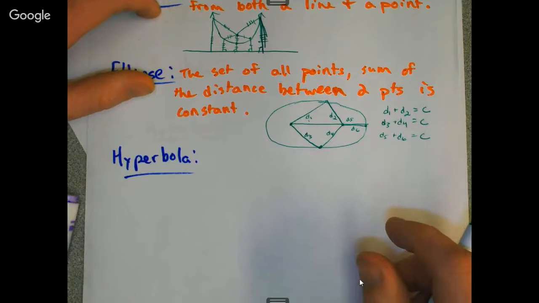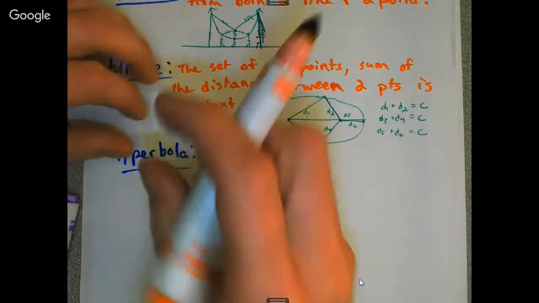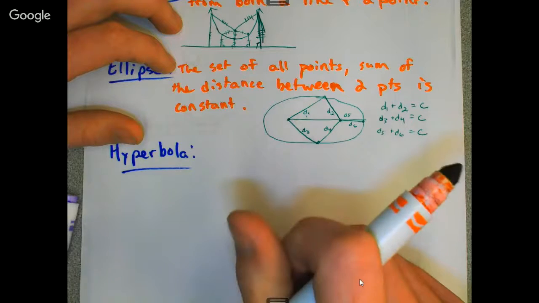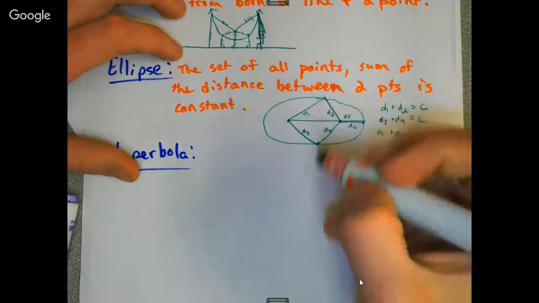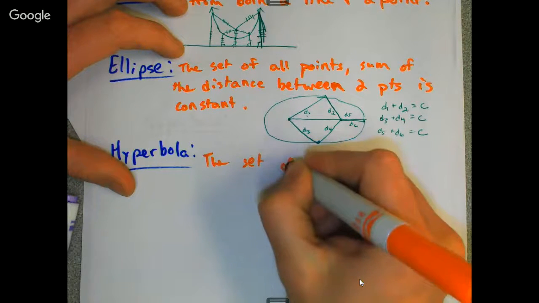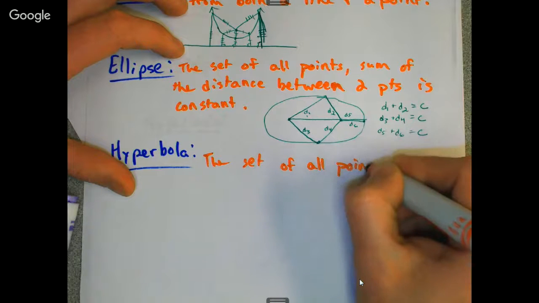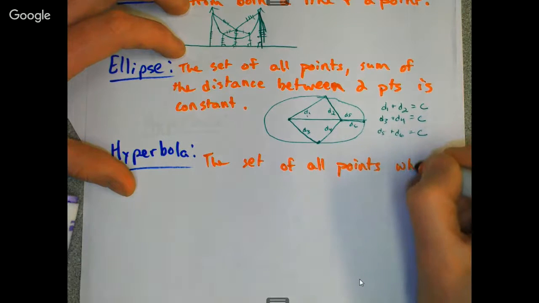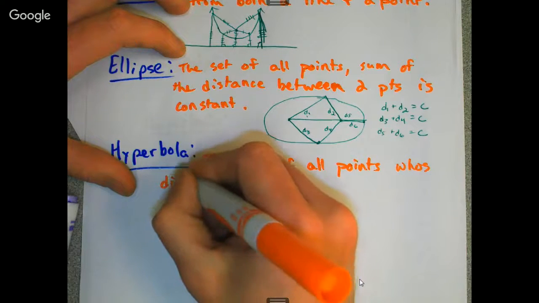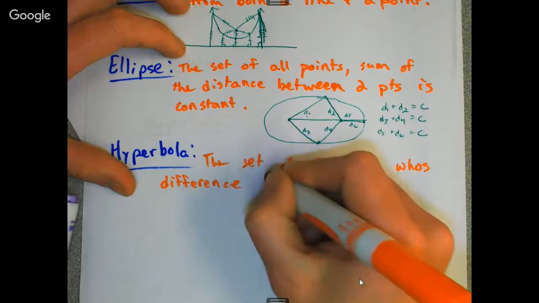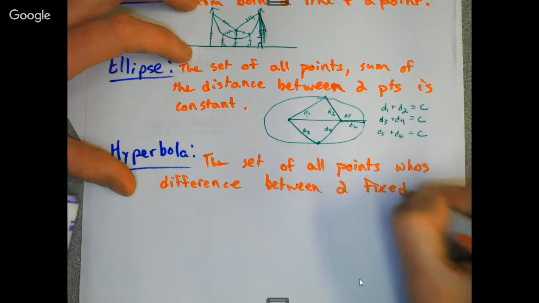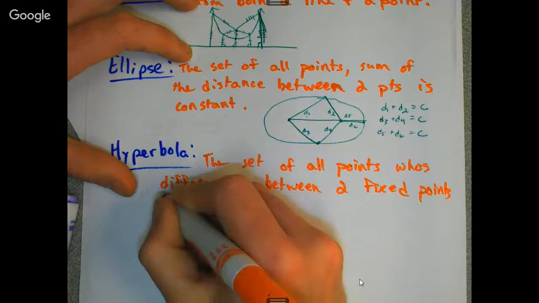Okay, hyperbola. A hyperbola is the set of all points whose difference between two fixed points is constant.